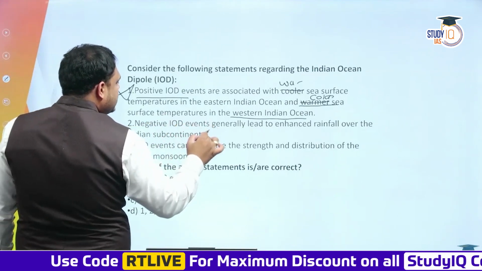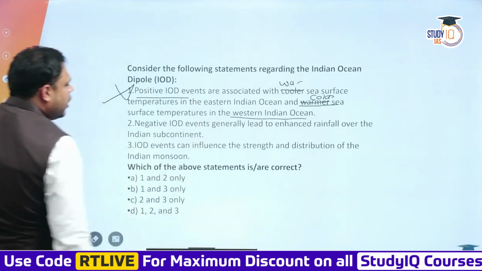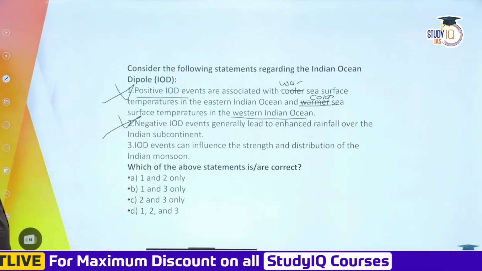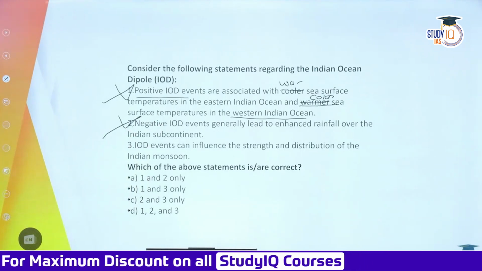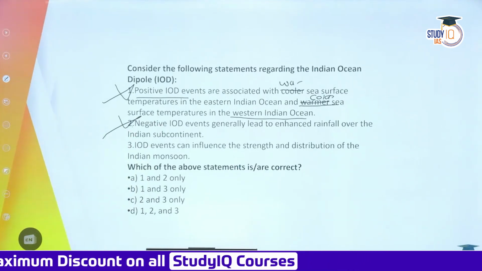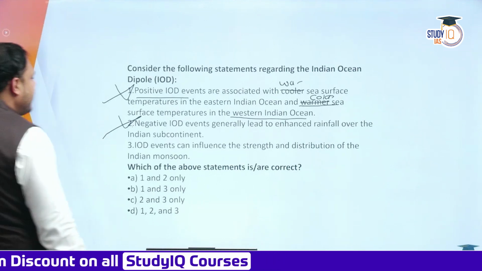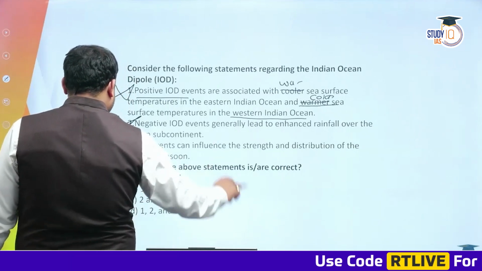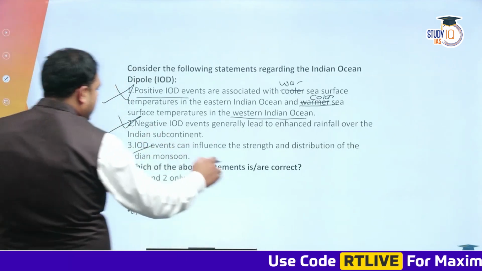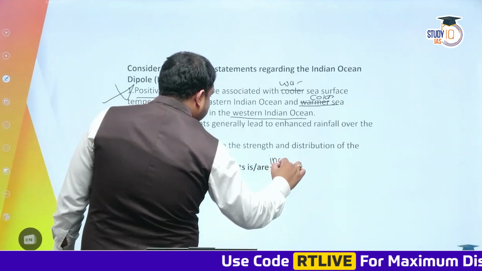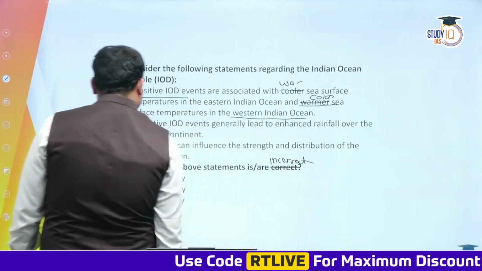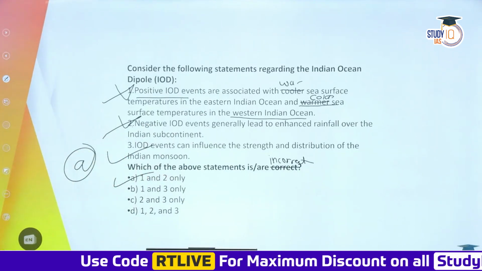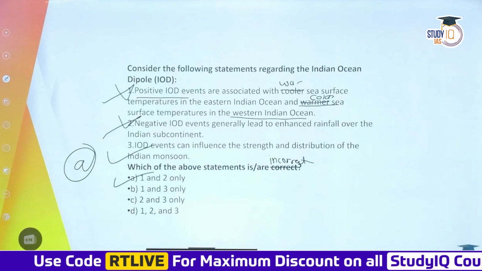Negative IOD events generally lead to enhanced rainfall over the Indian subcontinent. It is wrong. Positive IOD means positive for India. IOD event can influence the strength and distribution of Indian monsoon. Yes, 3 only is correct. अच्छा, इसमें गलत ऑप्शन नहीं है, ये गलत है. It is asking incorrect statement. Answer will be 1 and 2. A. Getting my point? Incorrect statement कौन सी, ये बताना है. Fine.